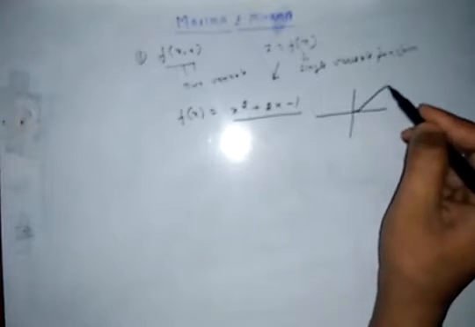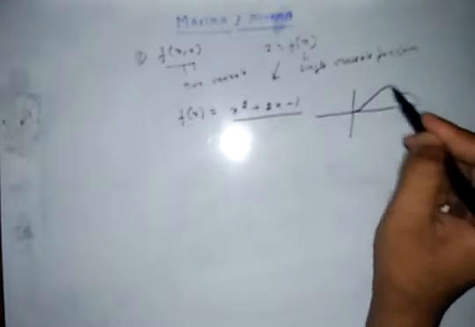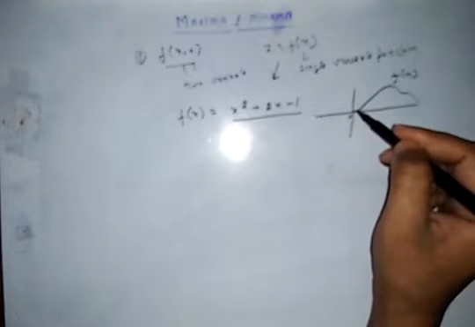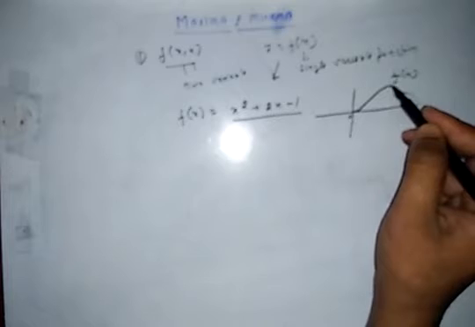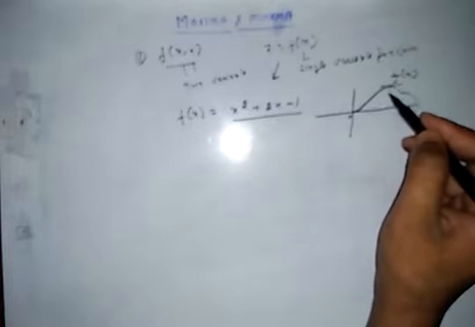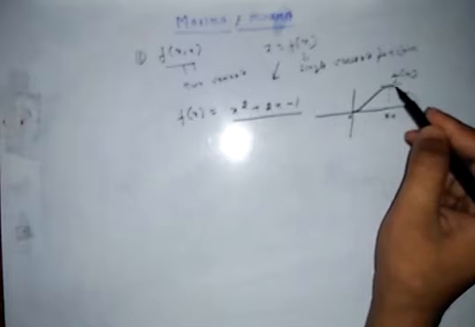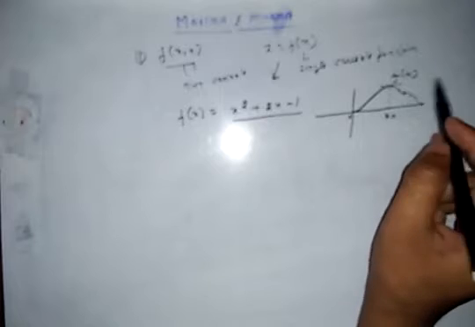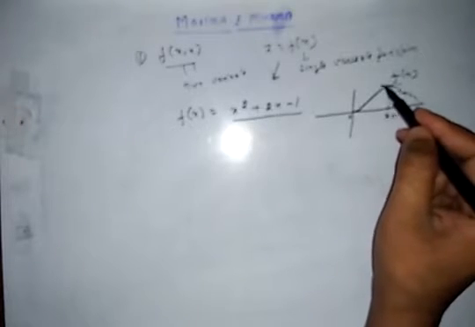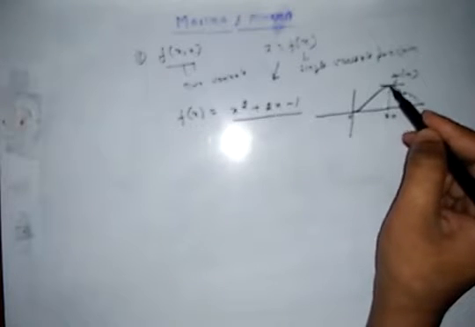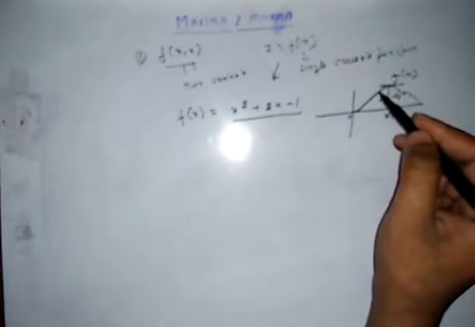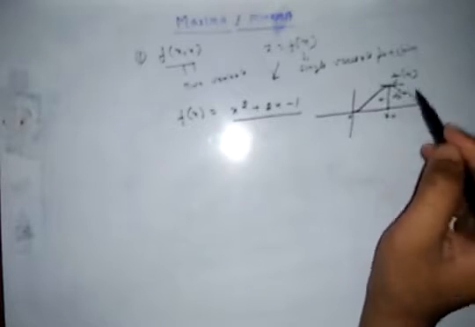Suppose such a function is given, this is f of x. In this graph we see the value starting from 0 and increasing, and then after some point, suppose x naught, the function again starts decreasing and comes to 0. So this value is the maximum value for the given function. If you go to the right side or the left side, the value will decrease.